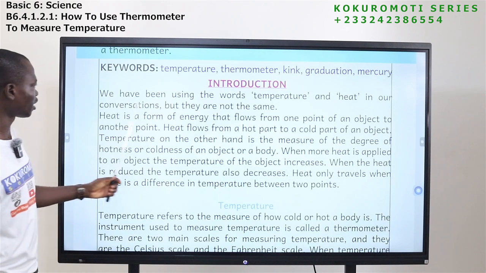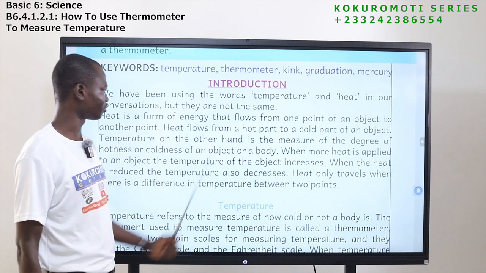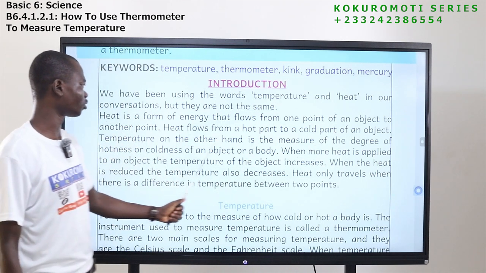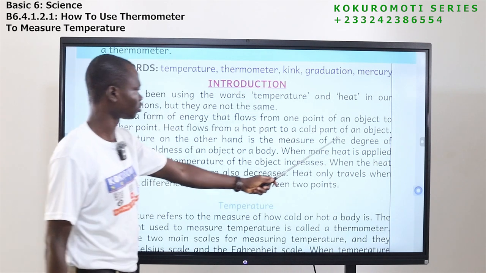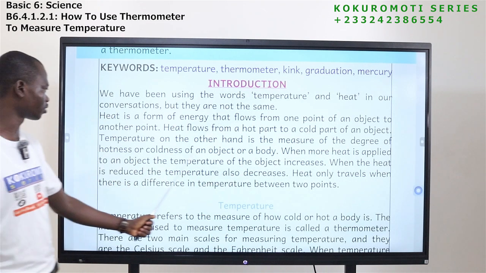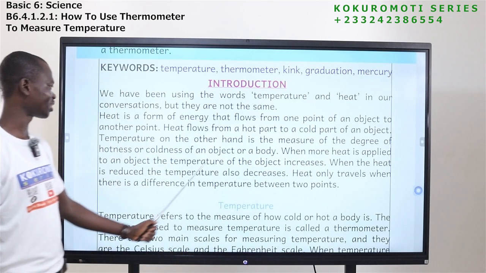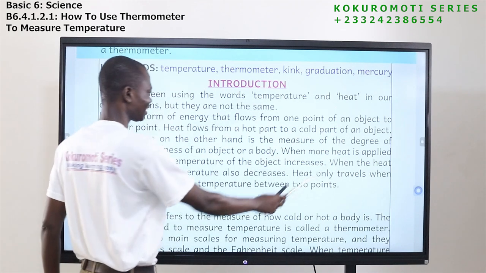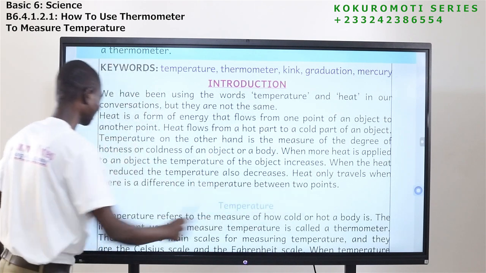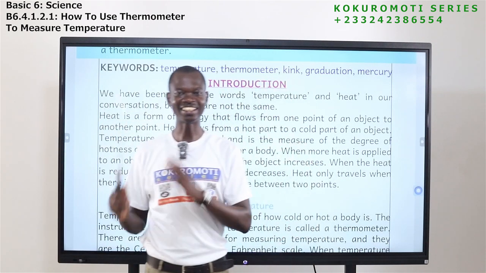Let's continue. We have been using the words temperature and heat in our conversations, but they are not the same. Heat is a form of energy that flows from one point of an object to another point. Heat flows from a hot part to a cold part of an object. Temperature, on the other hand, is a measure of the degree of hotness or coldness of an object or a body. When more heat is applied to an object, the temperature of the object increases. When the heat is reduced, the temperature also decreases. Heat only travels when there is a difference in temperature between two points. So you should understand these two words: heat and temperature.